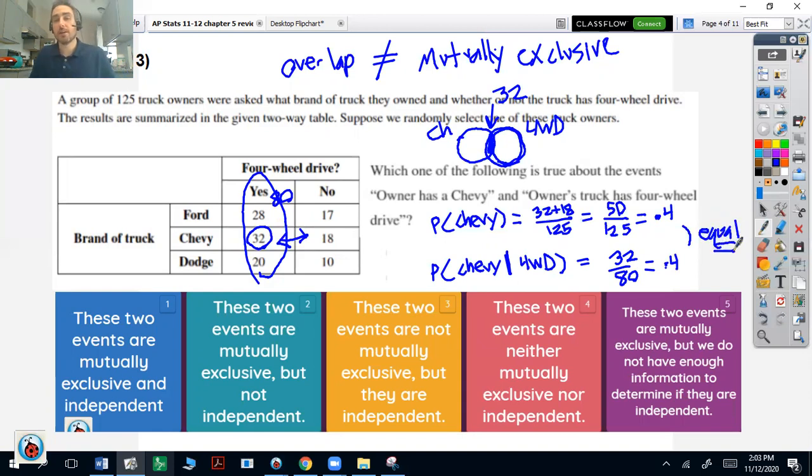That means that four-wheel drive does not affect the percentage of Chevys. They're not affecting one another. So to summarize, they're not mutually exclusive, but they are independent. Next question.